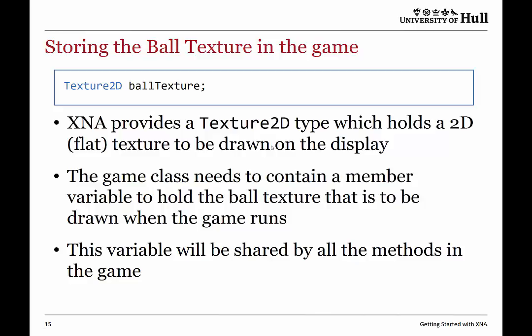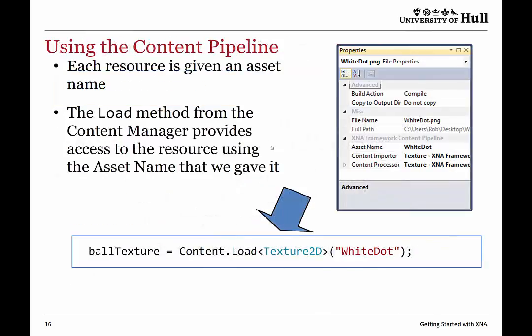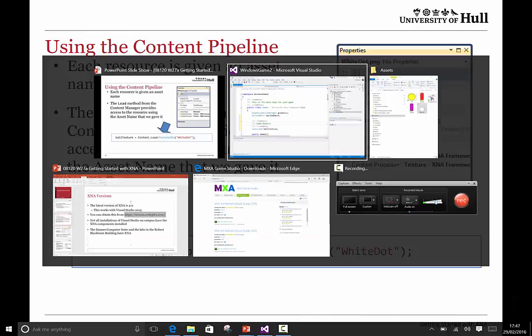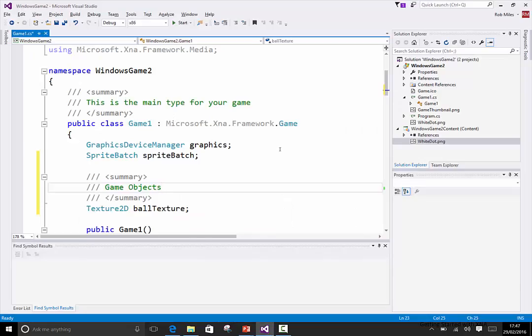We're okay so far? We're happy? Yeah, wonderful, good, right, fine. So, now I do the bit that loads it. I use the content pipeline, which is the mechanism which fetches the thing and puts it in my game. So in LoadContent, I actually fetch my texture and put it in the ball texture. So I go into LoadContent.